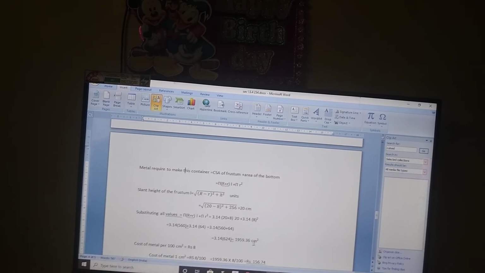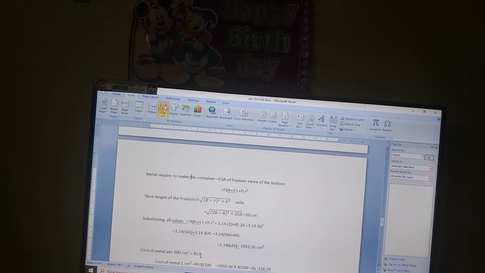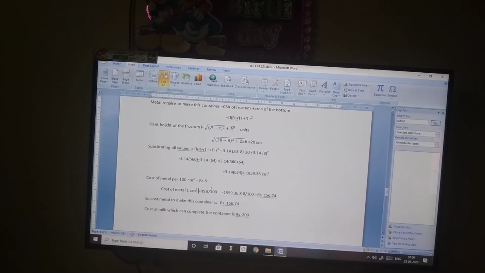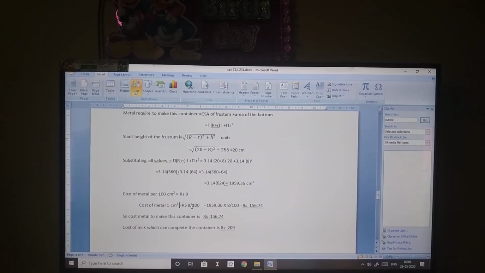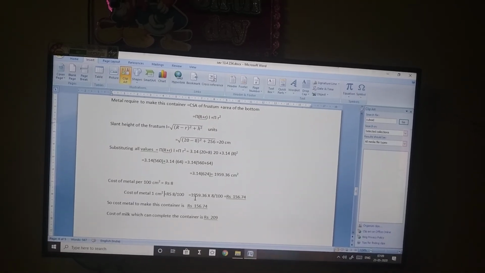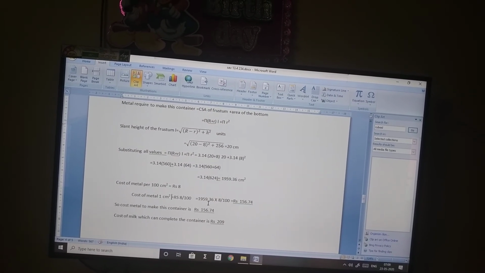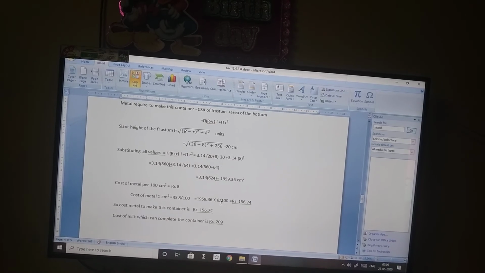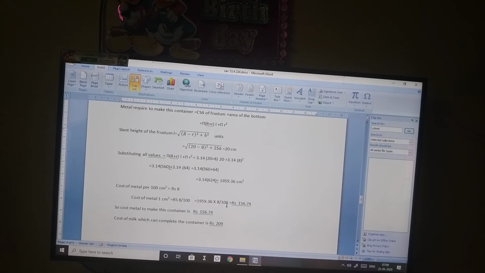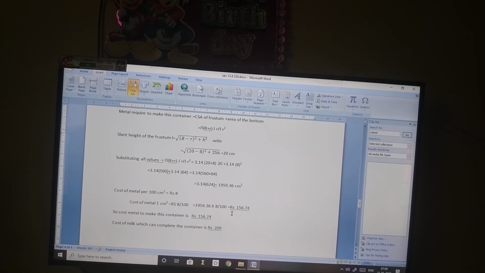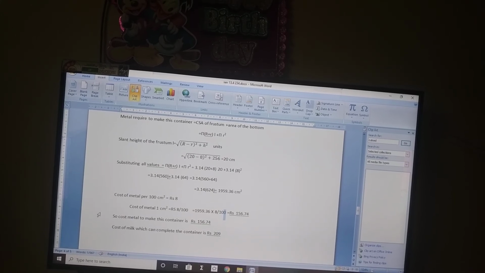So to make that container we need metal sheet area of 1959.36 centimeter square. 100 centimeter square costs 8 rupees is given. From that, I am finding that 1 centimeter square cost is nothing but 8 by 100 rupees. So we need to find the cost of 1959.36 centimeter square. Multiplying with 8 by 100, we'll get 156.74 rupees.